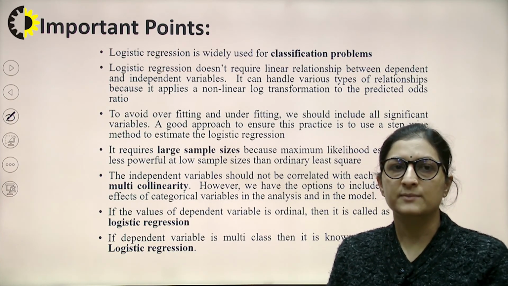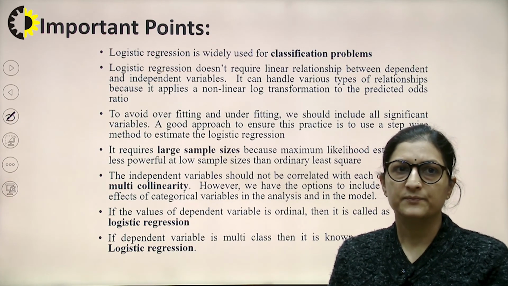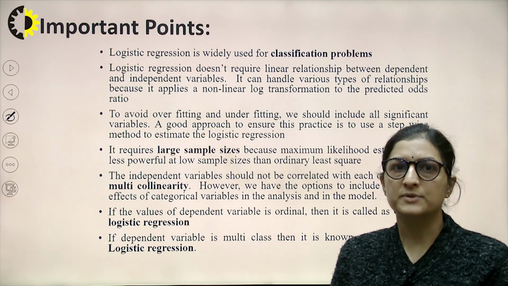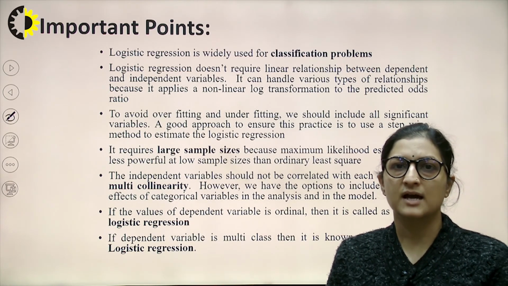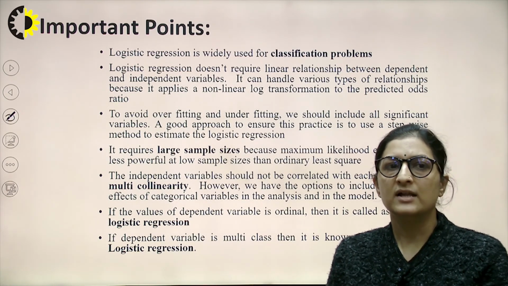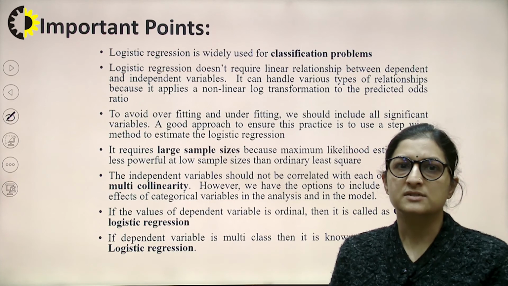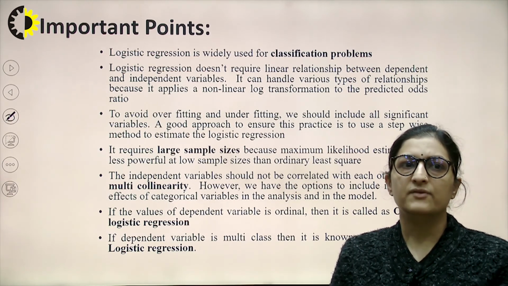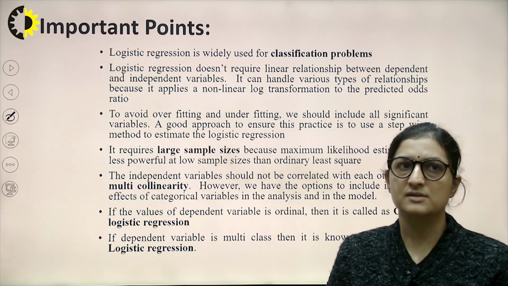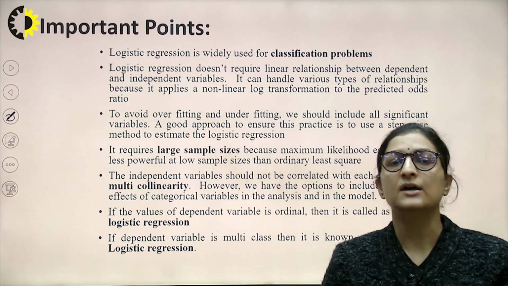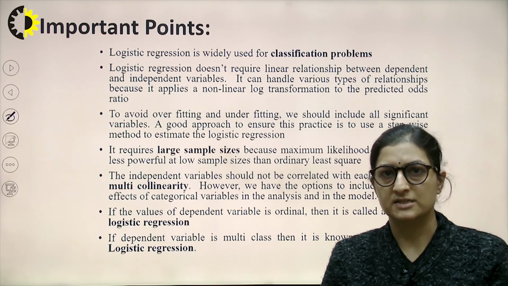The independent variables should not be correlated with each other, that is, no multicollinearity. However, we have the option to include interaction effects of categorical variables in the analysis and in the model. If the values of the dependent variable are ordinal, then it is called ordinal logistic regression. If the dependent variable is multi-class, then it is called multinomial logistic regression. This is how logistic regression is further classified on the basis of what kind of dependent variables we are using for making the estimation.